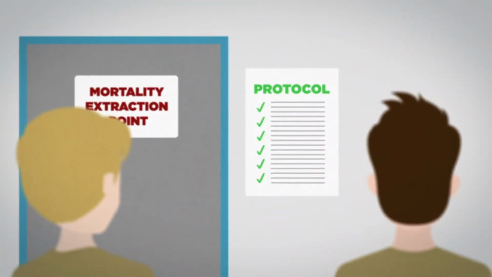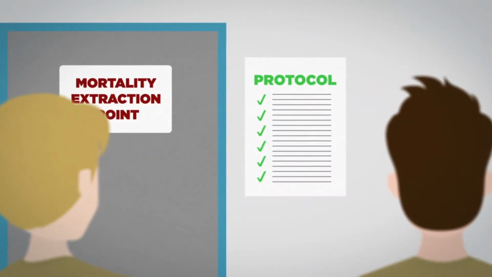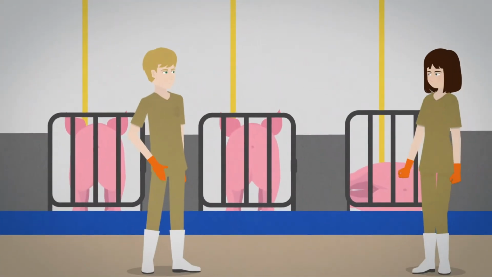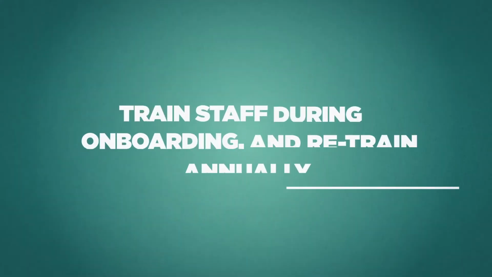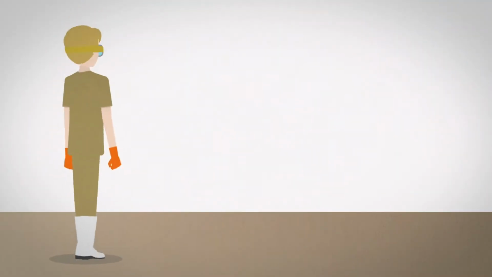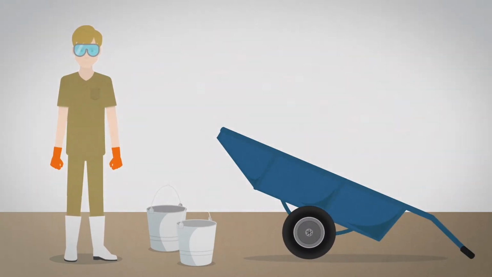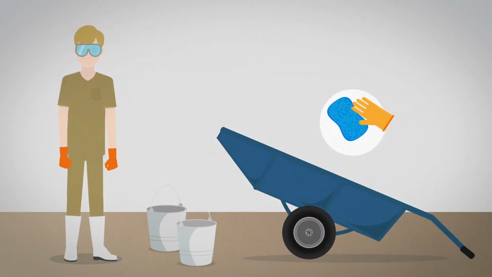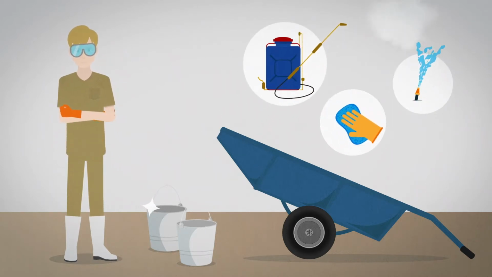For appropriate mortality management, the farm should follow a protocol previously approved by the herd veterinarian. Train staff during onboarding and retrain annually to strictly follow the mortality removal and disposal protocol. People and equipment used for mortality collection must stay within the clean area. Please don't forget, this equipment should be cleaned and disinfected weekly.